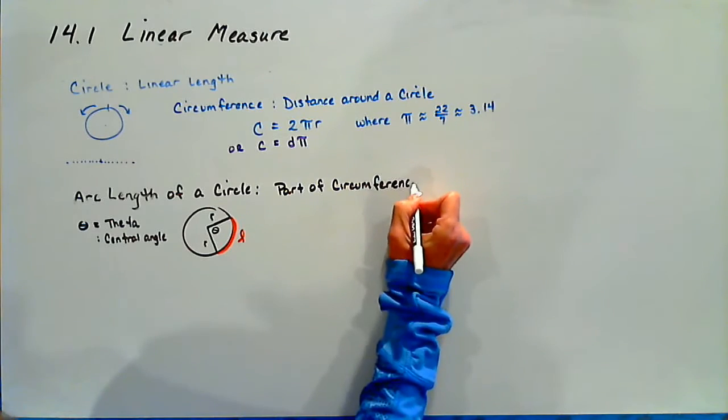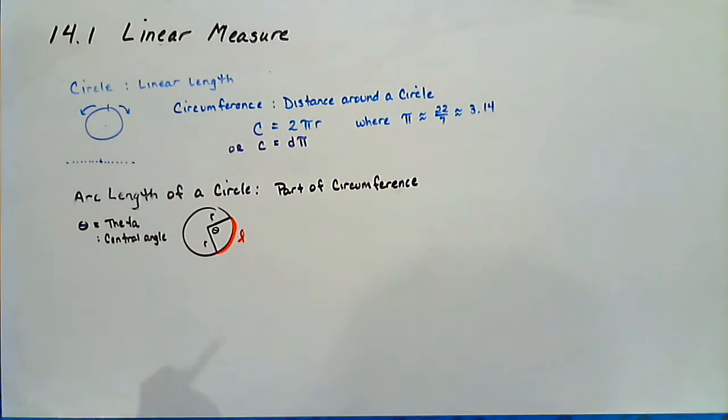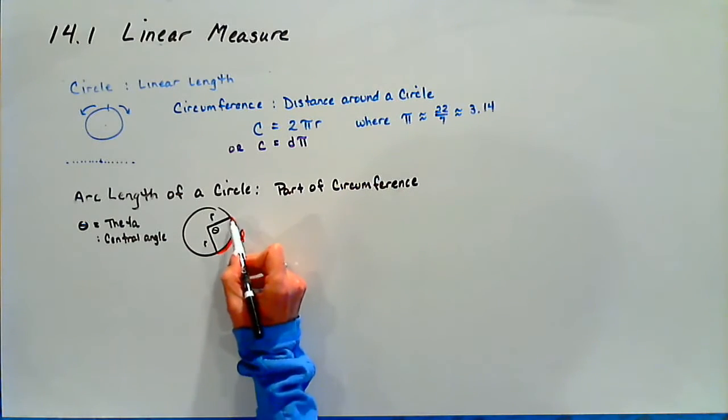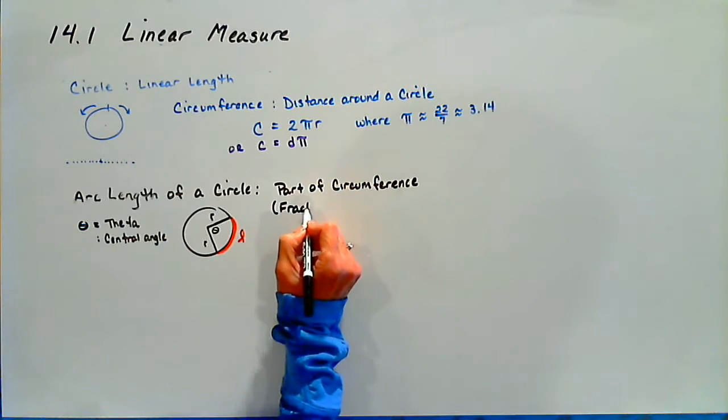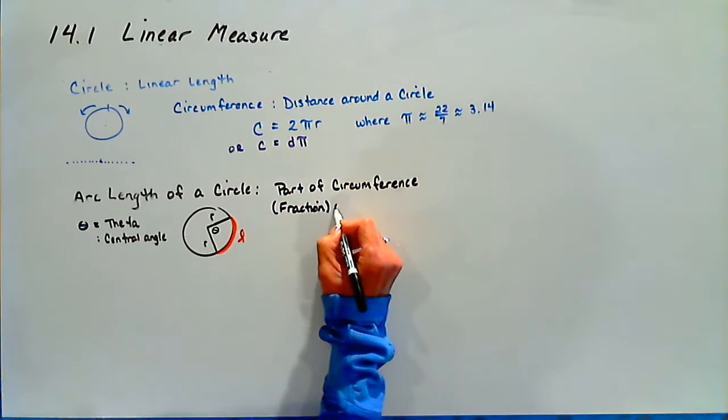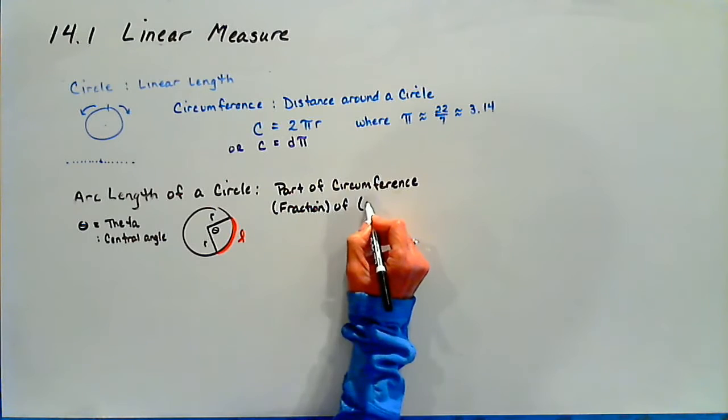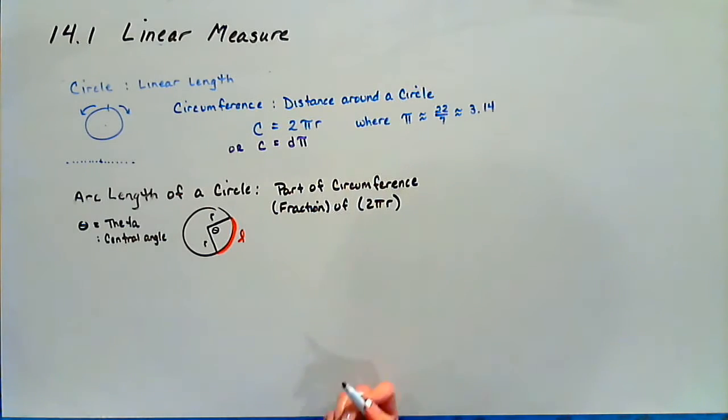Circumference, sorry. So part, well, what part? You'll notice that this is only a piece of the circle, so you could think of this as a fraction. What fraction of the circumference, which is 2 pi r? What fraction are we talking about?